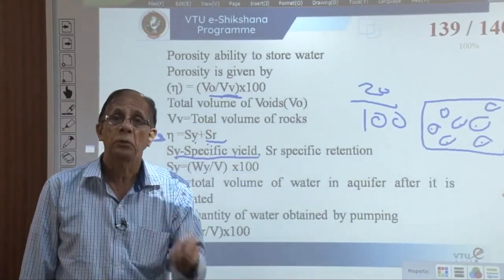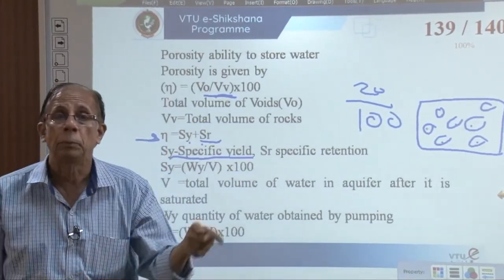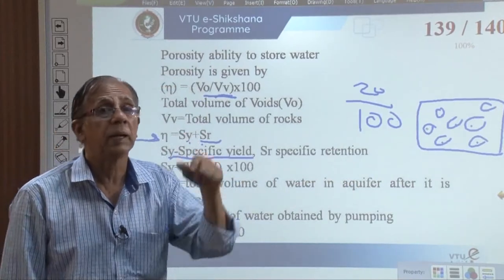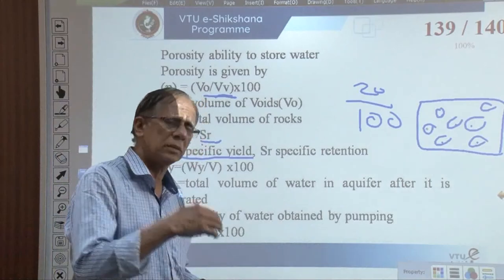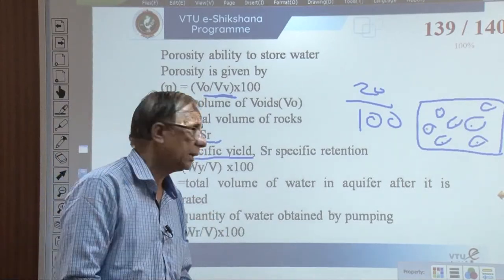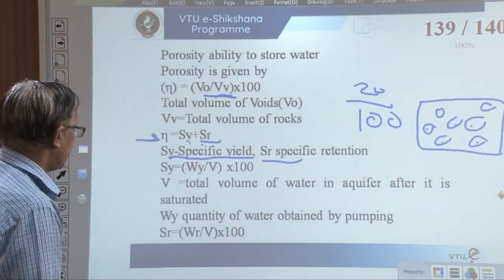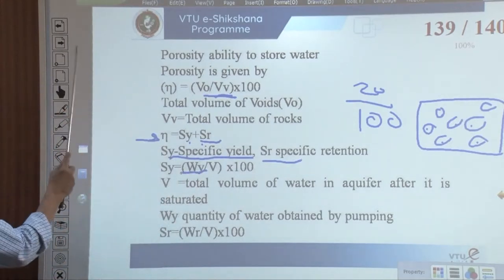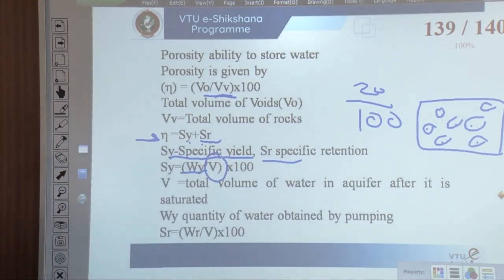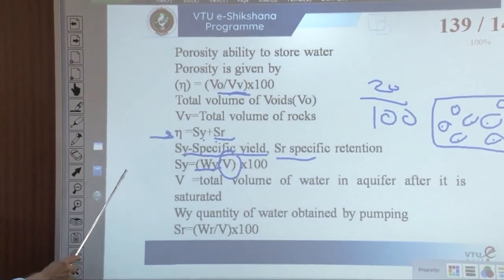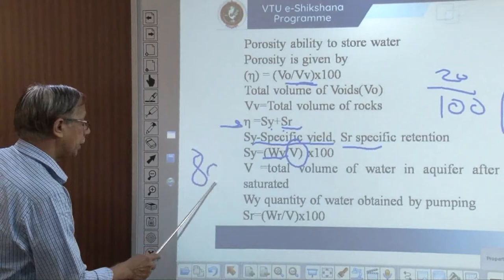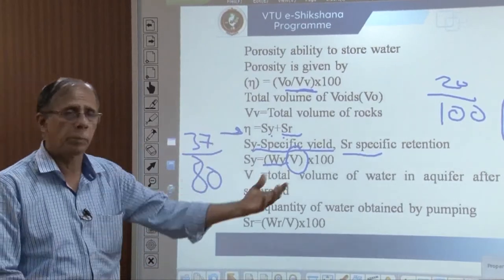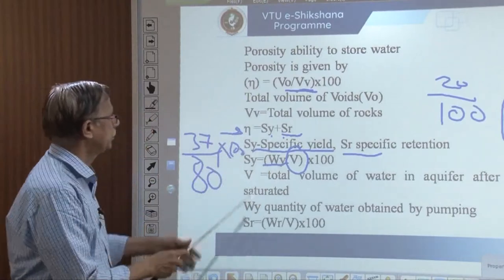That amount of water which is held in the aquifer because of the particle's force, that water we call retention. Each rock has a specific ability to hold water. That is called specific retention. Now, specific yield equals the total volume of water I pump out, out of the total volume of water present, expressed in terms of percentage. Suppose 80 gallons of water was present in the aquifer, and 37 gallons only I was able to pump out, I express into 100, this becomes the specific yield.